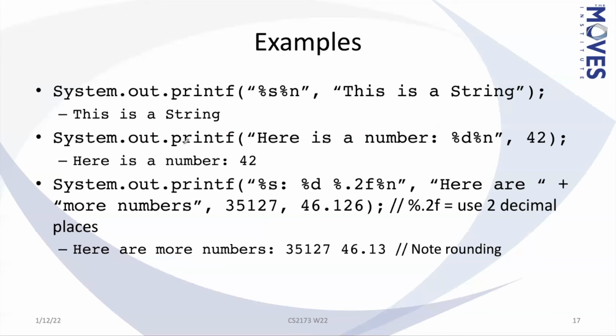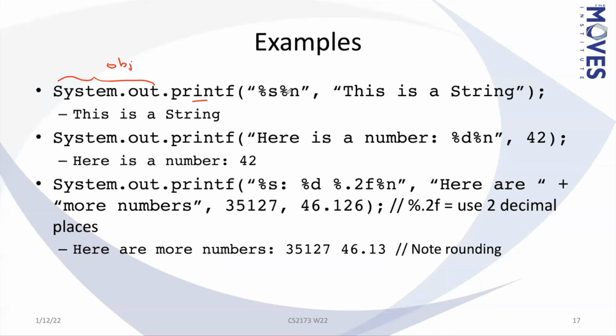So here are some examples. Again, printf is an instance method. Remember instance versus static. Remember, System.out is an object. And so printf, like println and print, is an instance method of the System.out object, whose actual class is something called a PrintStream. You don't need to worry about that.